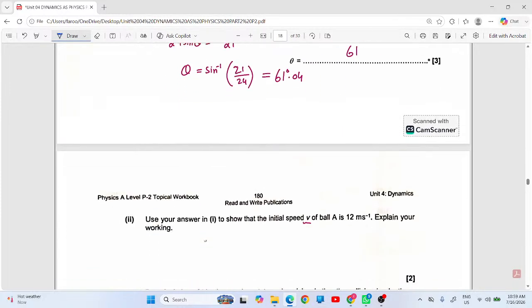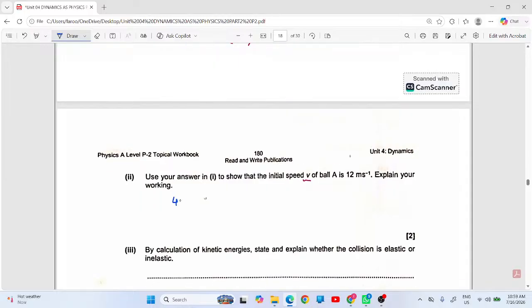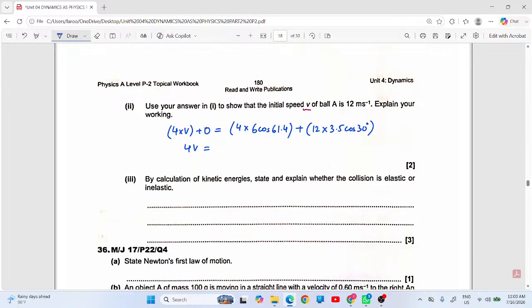4 into 6 cos 61.04 plus 12 in the same direction, plus 12 into 3.5 cos 30. So 6 cos 61.04 is 11.62 overall.